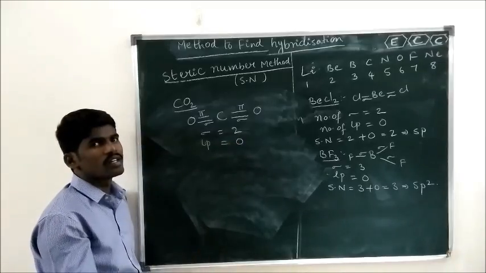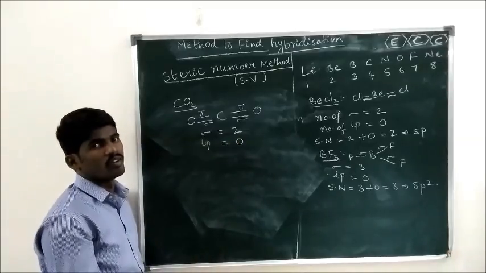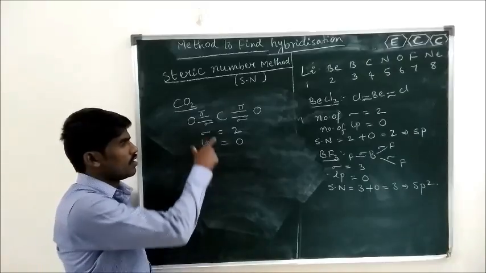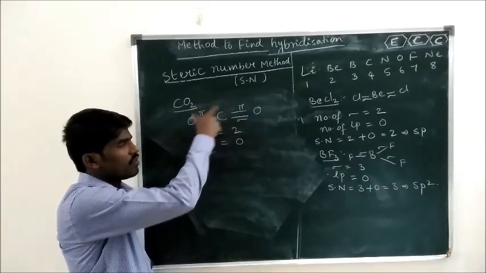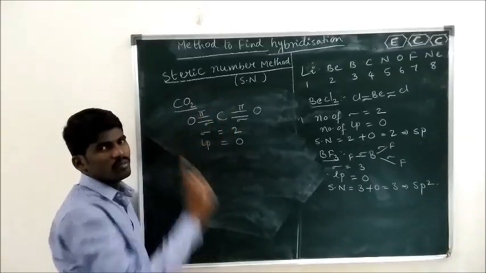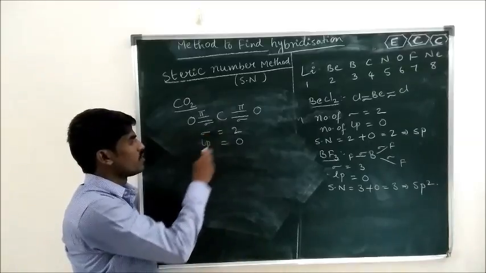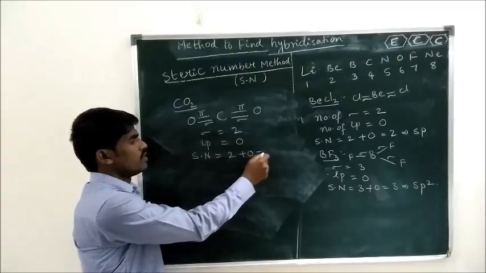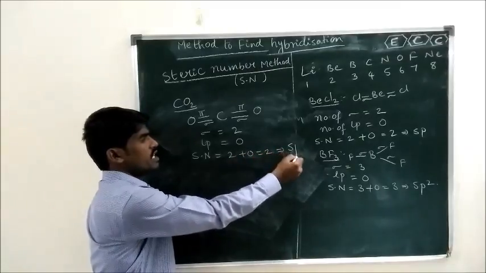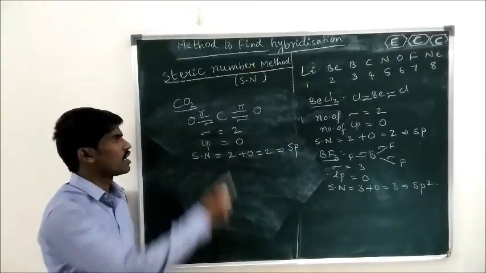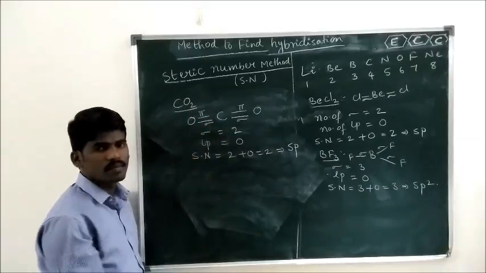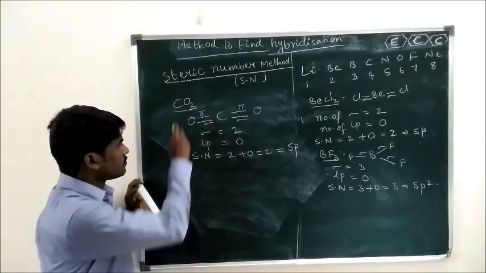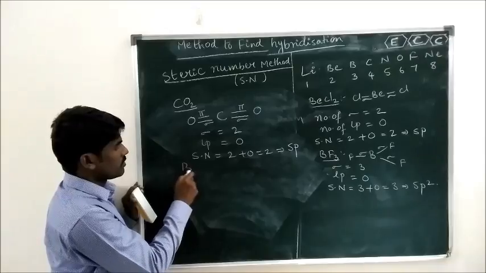Why? All lone pairs are utilized for bond formation. Sorry, there are no lone pairs. Why? Because all valence electrons are utilized for bond formation. So steric number is equal to 2 plus 0, which is equal to 2. Hybridization is sp. Carbon hybridization in CO2 is sp. It's very simple. Now, like that you can take one more example.